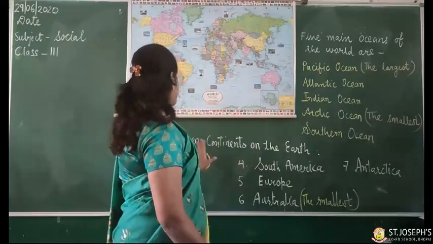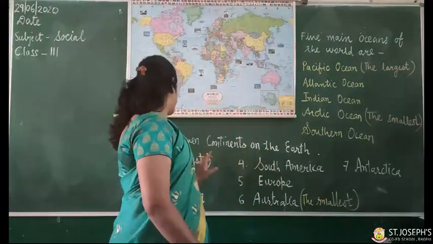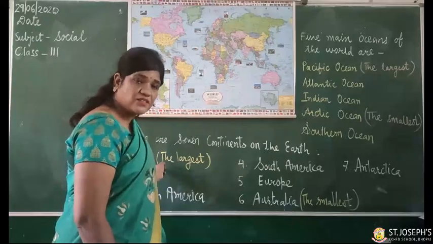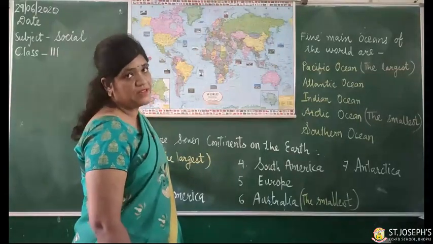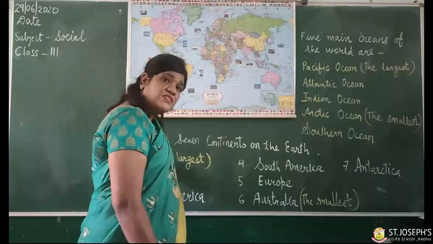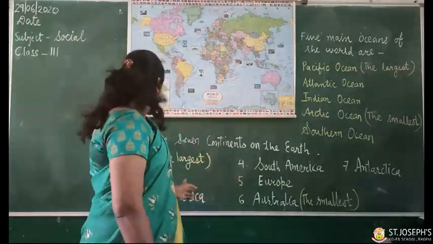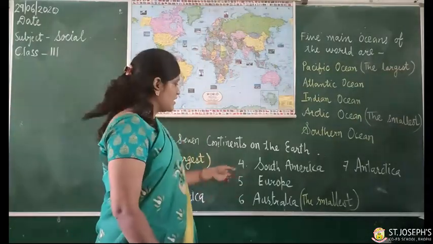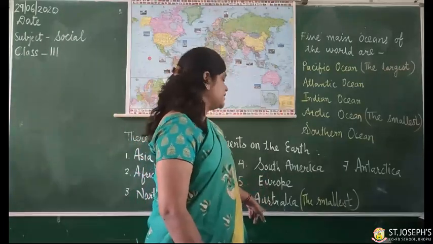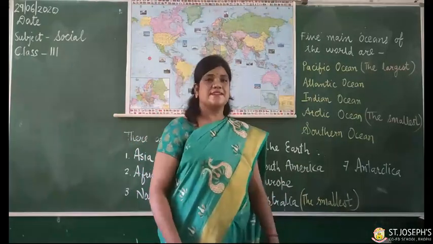Next one is there are 7 continents on Earth. First is Asia, the largest one. 2 things you have to keep in mind. The largest continent is Asia. Then Africa, then North America, then South America, then Europe, then Australia, and the last one is Antarctica.